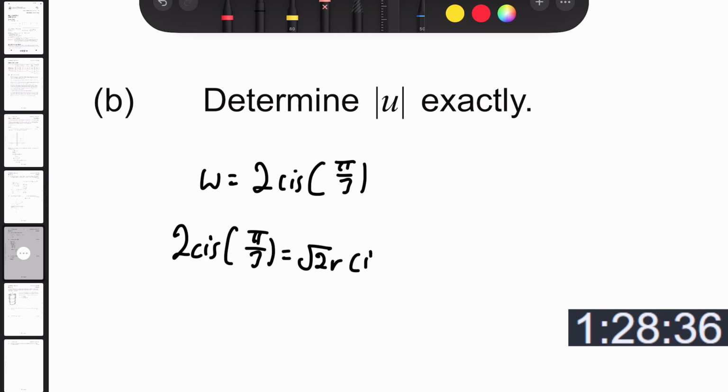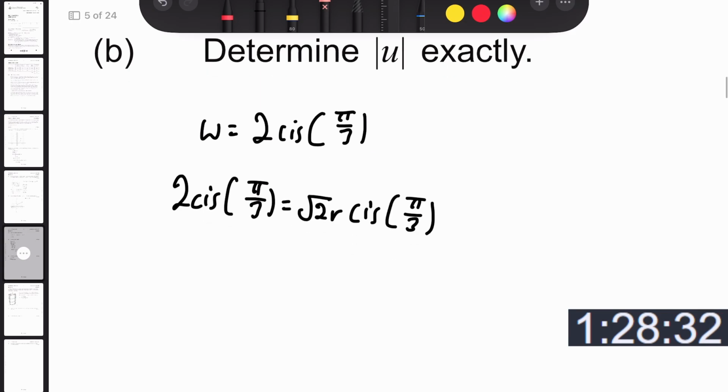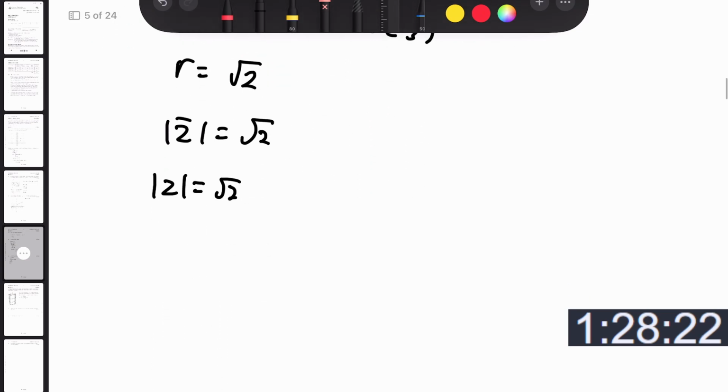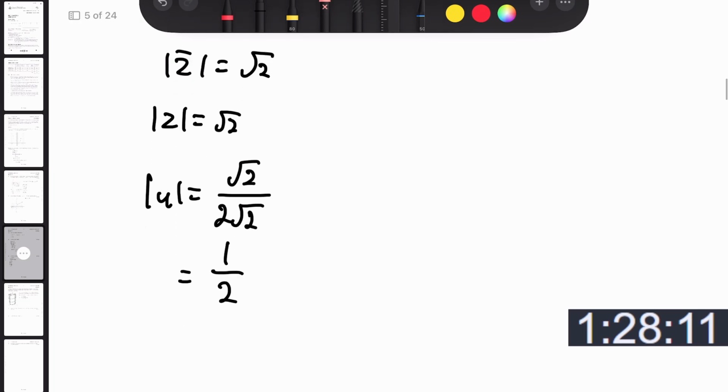We'll do r cis of 3, so then r is equal to square root of 2, so the magnitude is equal to square root of 2. The magnitude of u is equal to square root of 2 on 2 square root of 2, so it's going to be 1 on 2.